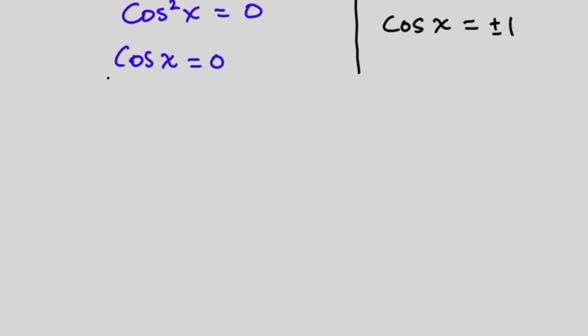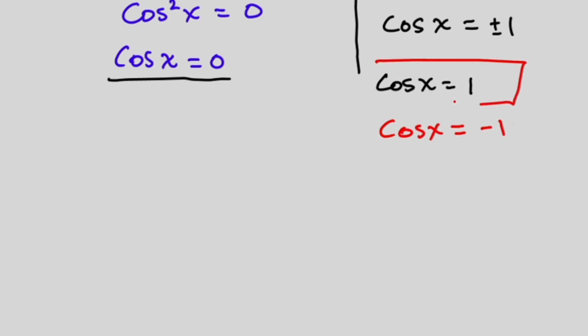We have cos x is equal to 0, cos x is equal to 1, and lastly, cos x is equal to -1. So we are going to focus on these three equations.